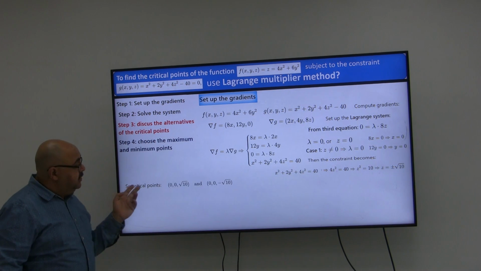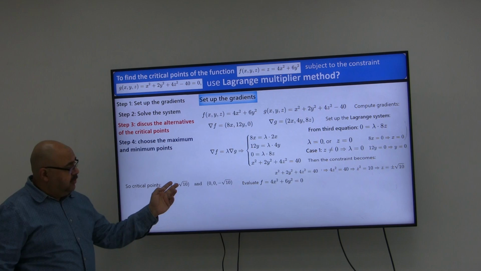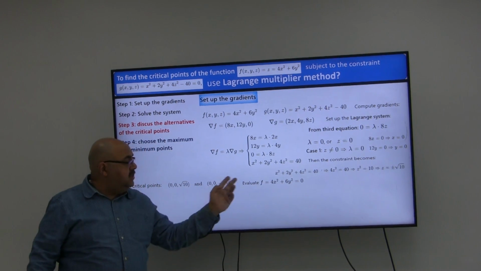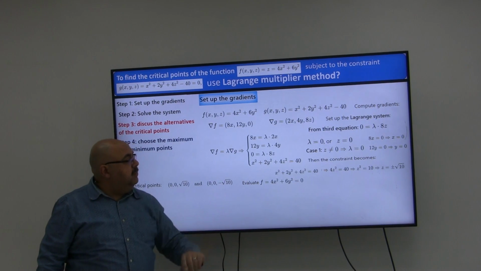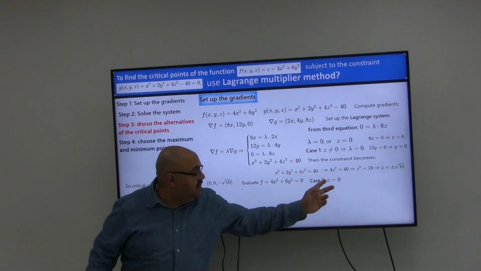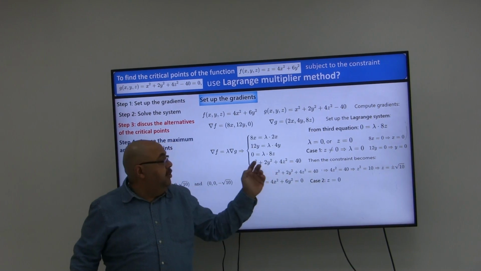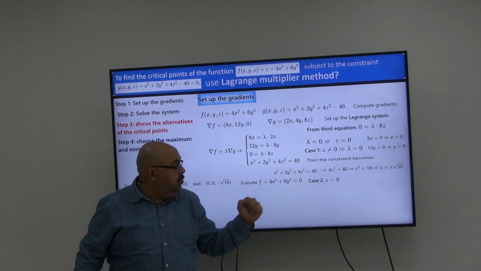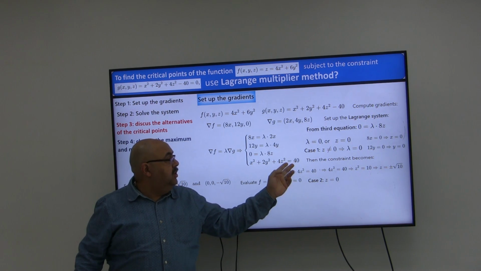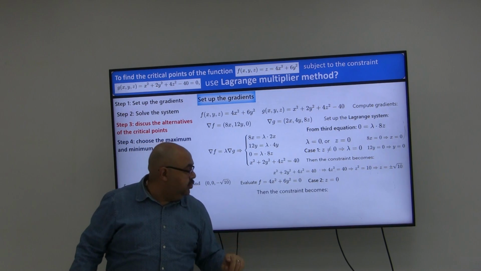So critical points, I have them now. I have 2 points of them. If you want to evaluate the value of f at these 2 points, z equal to 0. Just keep it with you. Then I will go to case number 2. That's z equal to 0. If you put z equal to 0 in the third equation, you will have x squared plus 2y squared equal to 40. And you have these two conditions also.